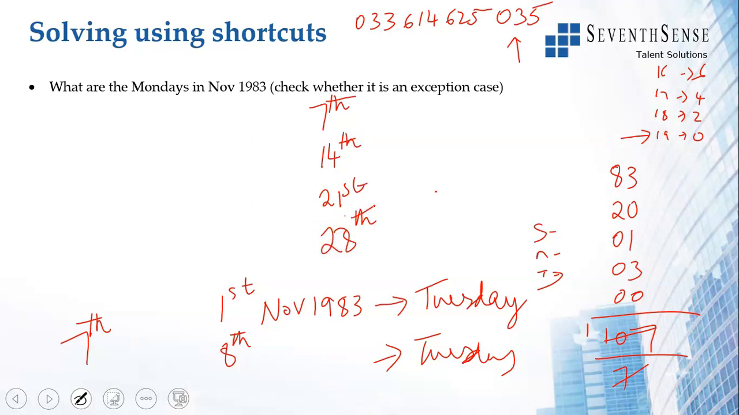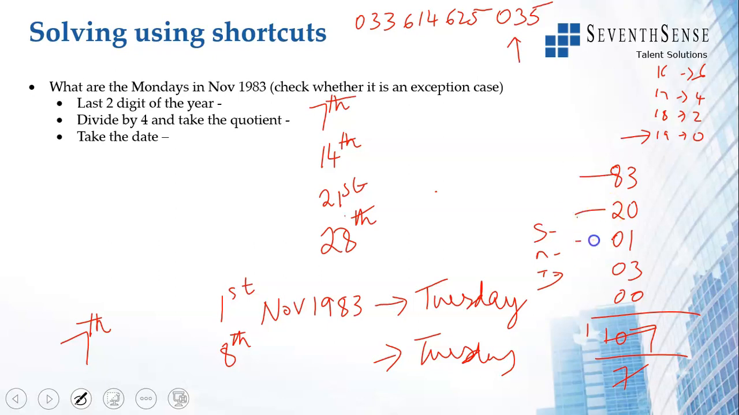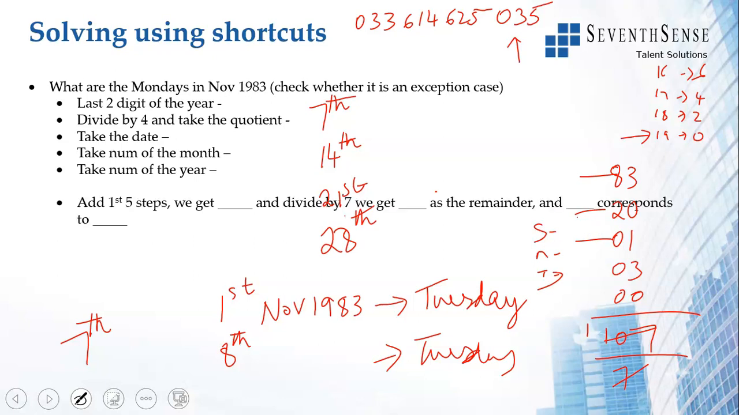November 1983. Okay, recap. Last two digits of the year is 83. Divide by 4 and take the quotient, which is 20. Then take the date, which is 1. So this is what we've written here. Then you add the month code, which is 3, and then the year code, which is 0. You get 107. 107 divided by 7, we get the remainder as 2. And 2 corresponds to Tuesday, which is 1st November. Now you get the Monday. You then see what the next Tuesday is, which is 8. One day before that is 7.